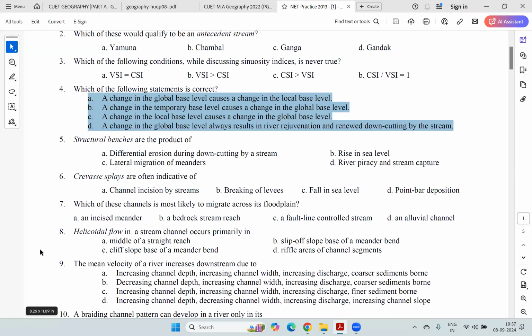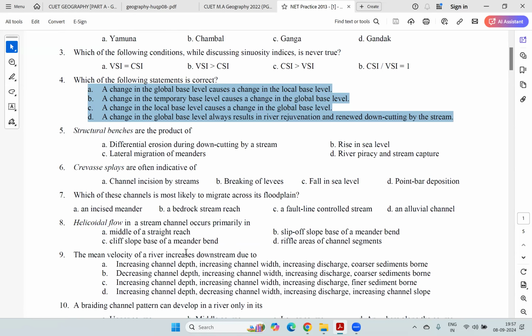Please remember the average velocity of a river increases downstream. It does not drop downstream. And it's very important that it increases downstream, otherwise floods would happen. Anyway, so the mean velocity of a river increases downstream. Why? A, B, C or D?